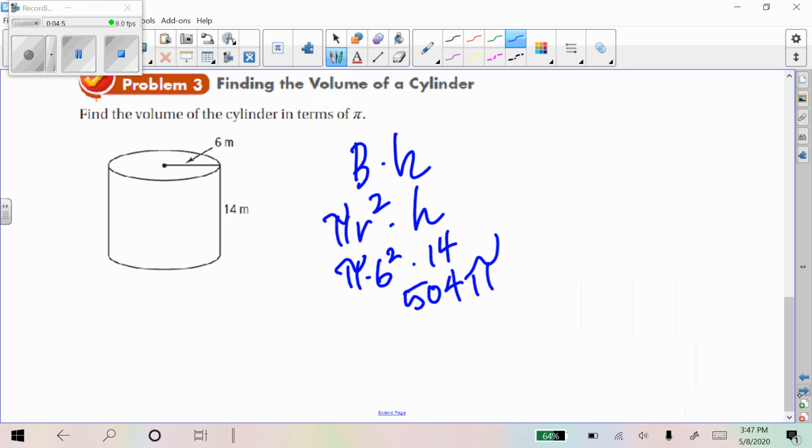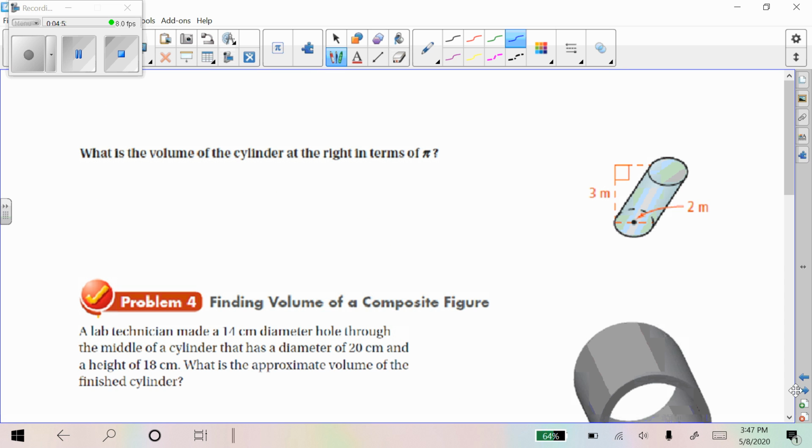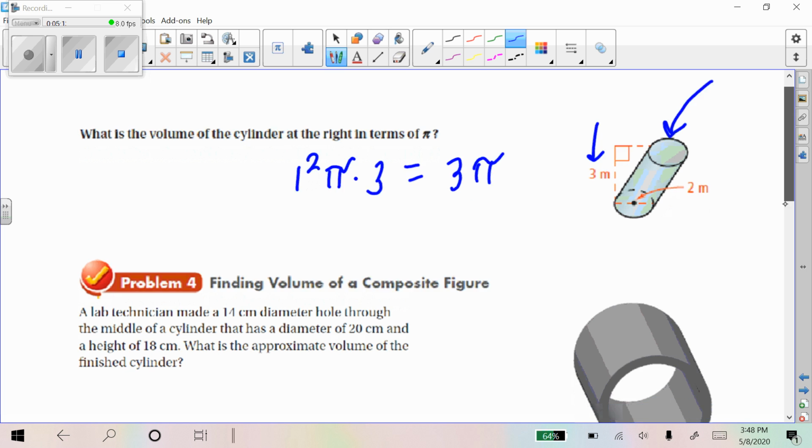All right, I think we're ready for you to try one here. Now remember, by Cavalieri's principle, it's still going to be the same. You're going to take the base area times the height. In this case, the height is 3. I'm thinking you probably got about 3 pi for that one.